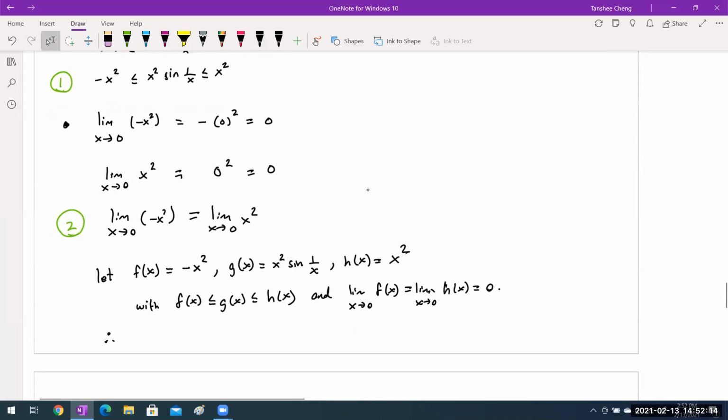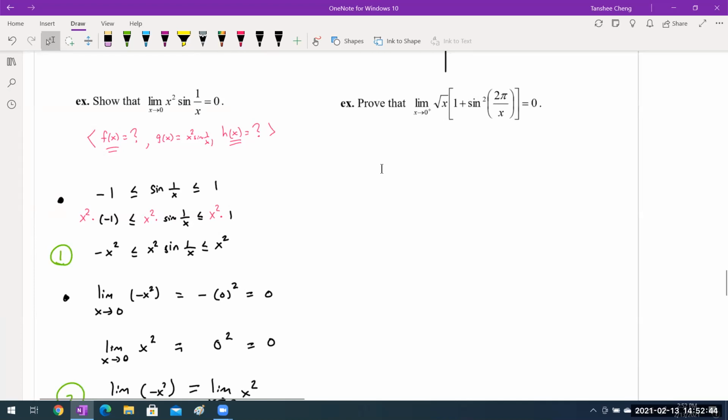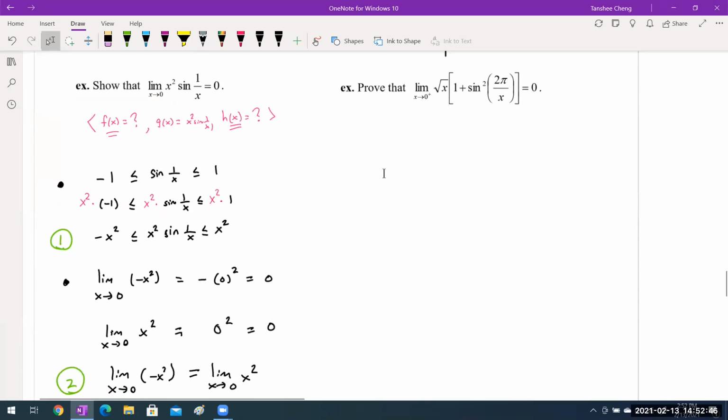Therefore, this is important. You need to give credit to the theorem that you are using, by the squeeze theorem, the limit as x approaches 0 of what? X squared sine of 1 over x, which is g of x, is equal to 0. Therefore, we show what the question just wants. And that is the application of using the squeeze theorem on a very straightforward case.